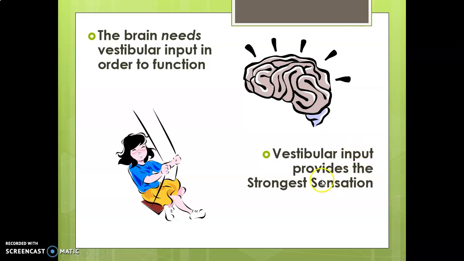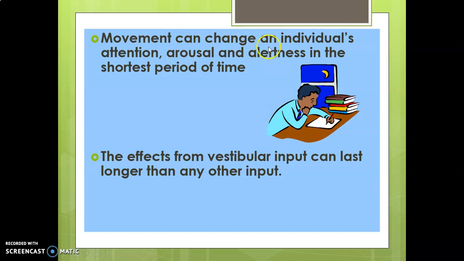Vestibular input provides the strongest sensation of pleasure during our childhood. The reason the child likes to go to a park is that the vestibular system gives a lot of pleasure to the brain. Movement can change an individual's attention, arousal, and alertness in the shortest period of time. The effect of vestibular input can last longer than any other input.